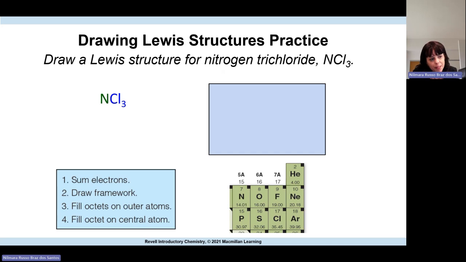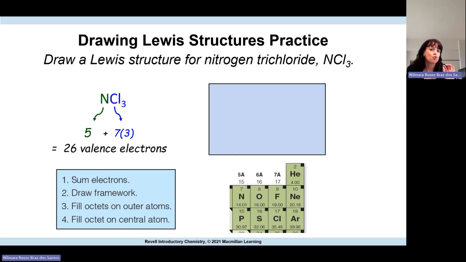For example, here, let's draw a Lewis structure of nitrogen trichloride. First thing, how many valence electrons does nitrogen have? Go to the periodic table. Nitrogen is located in group 15, right? So it has 5 valence electrons. Chlorine is in group 17, which means it has 7 valence electrons. We have 3 chlorines, so in total we have 21 plus 5, 26 valence electrons.